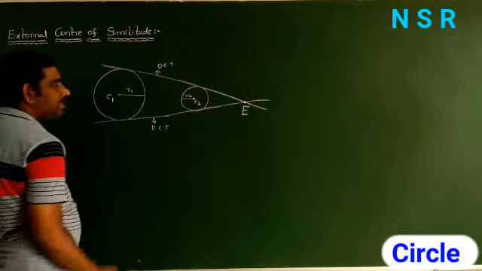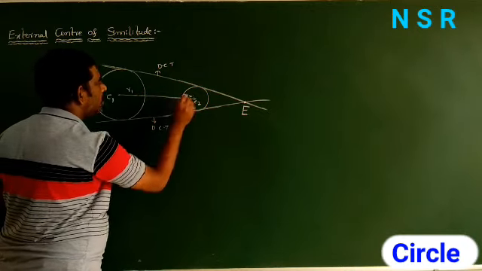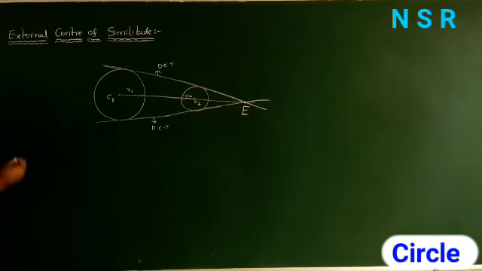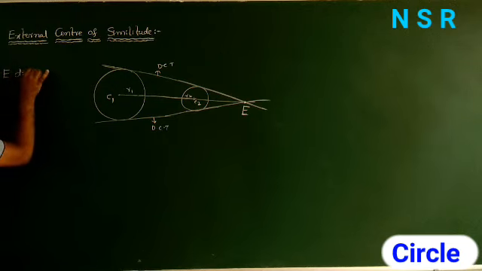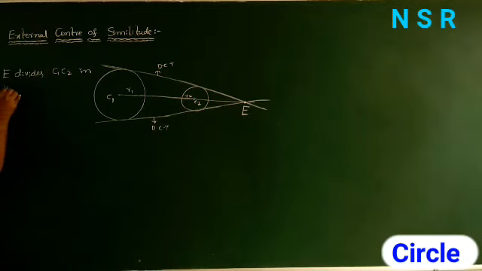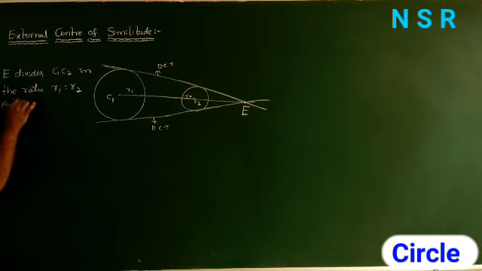Now E divides C1 C2. So here we have one condition, and this is a very important condition. E is the external center of similitude, so E divides C1 C2 in the ratio R1 is to R2 externally. So this is the condition of the external center of similitude.